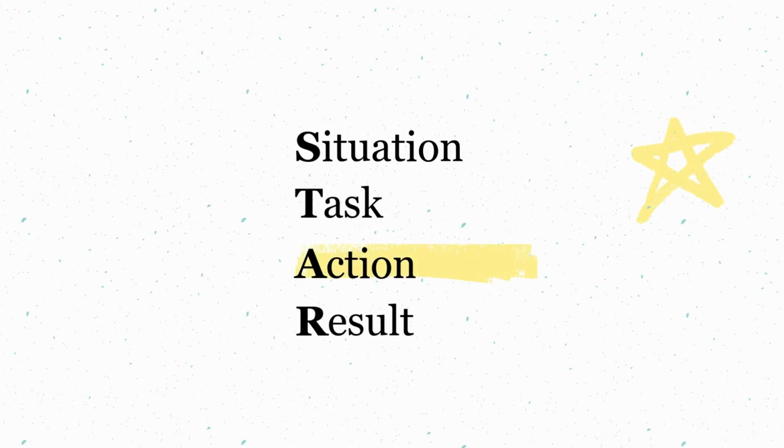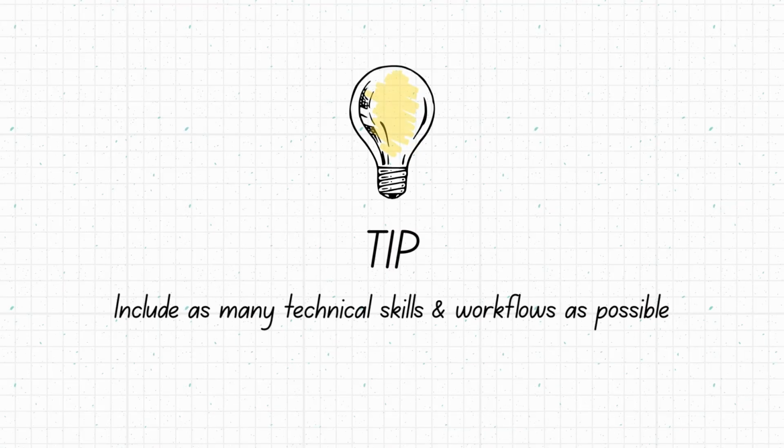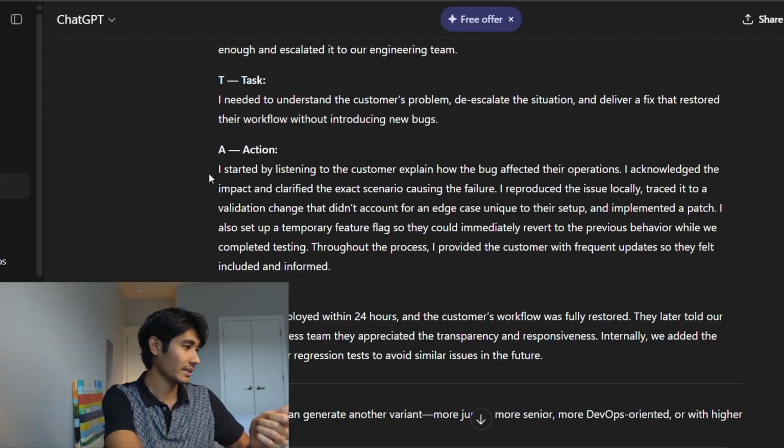And your action is actually the easiest thing because your action should be in chronological order from where you started to where you finished. Now, one tip for action I have is that you should include as many technical skills or workflows you used as possible. Let's see what ChatGPT said. I started by listening to the customer explain how the bug affected their operations. I acknowledged the impact and clarified the exact scenario causing the failure. I reproduced the same issue locally, traced it to a validation change that didn't account for an edge case unique to their setup.